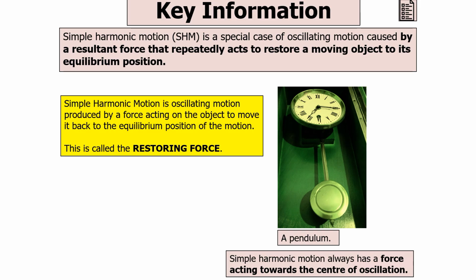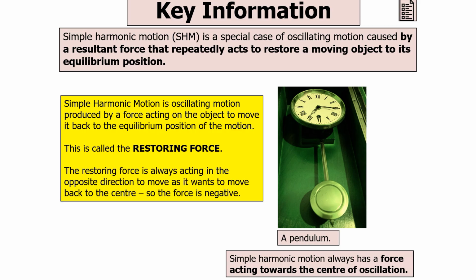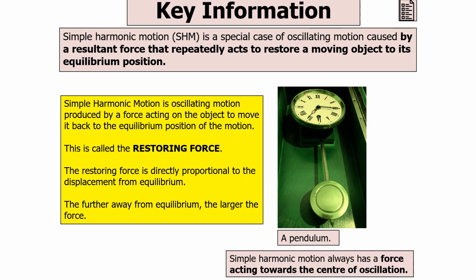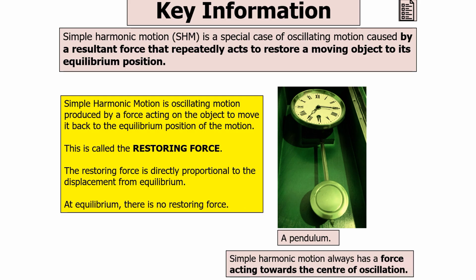So, as we've said, simple harmonic motion is the oscillating motion produced by a force acting on the object to move it back to the equilibrium position of the motion, and this is called the restoring force. Now, the restoring force is always acting in the opposite direction to the movement as it wants to move back to the centre, so the force is negative. What we would say is that the restoring force is directly proportional to the displacement from equilibrium. The further away from equilibrium, the larger the force. At equilibrium, there is no restoring force.